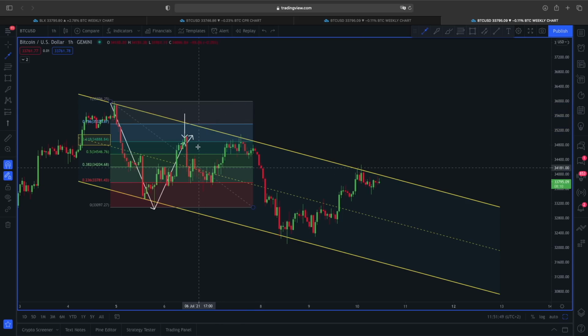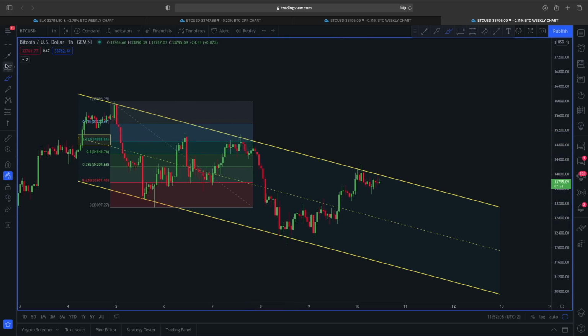But if we get a strong rejection from this 0.618, then we have to be careful, because you can see after that we saw this pullback, right? Price tried one more time, got a rejection again from this 0.618 and also the upper line area from this descending channel, and then a pullback type of scenario.